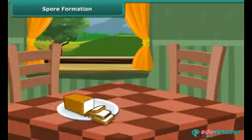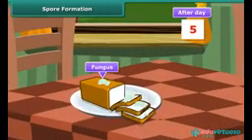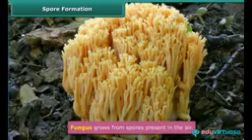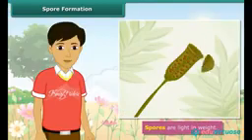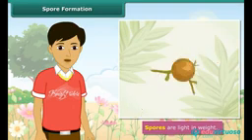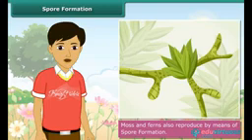Spore formation. What happens if we keep a piece of bread in warm conditions for a few days? Yes, we will notice blue-green fungus grown on it. Fungus grows from spores present in the air. Spores are light in weight, so they keep floating in the air. Under suitable conditions, they germinate and develop into new individuals. Plants such as moss and ferns also reproduce by means of spore formation.